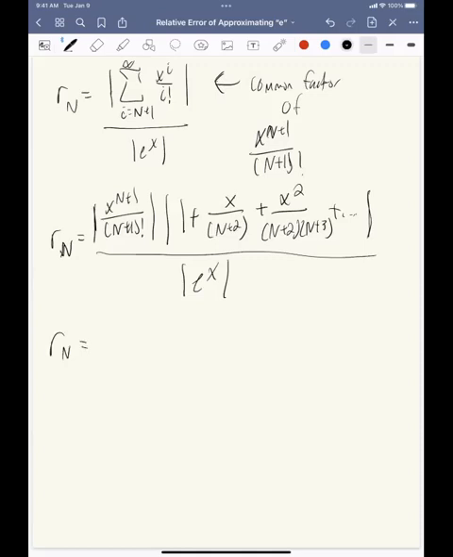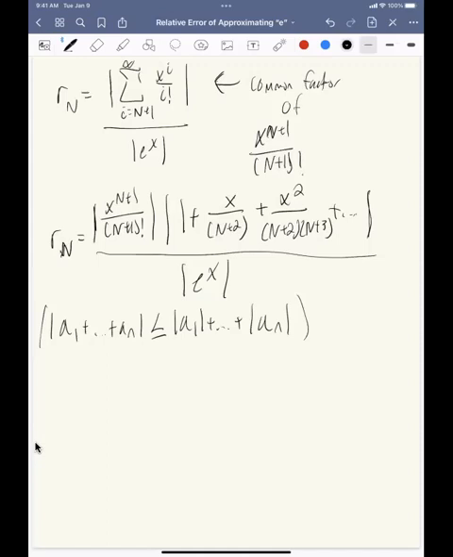Now, what can we notice about this term in the numerator? Well, we can actually recall that for a1 plus dot dot dot plus an, the absolute value of this sum is less than or equal to the absolute value of a1 plus dot dot dot plus the absolute value of an. And this is always true.